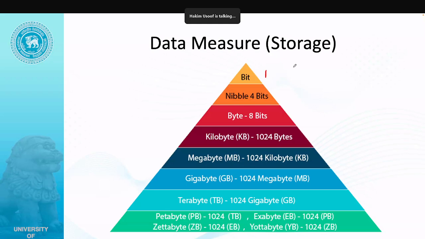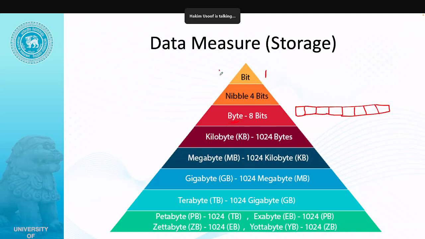So what happens is that if you take, ignore nibble, because we rarely use nibble. If you take 8 of these bits, with this bit you can store a 1 or a 0. You take another one like that, now you can store 2 ones or zeros. Now you can store 3 like that. If you take a total of 8 like this, that is called a byte.